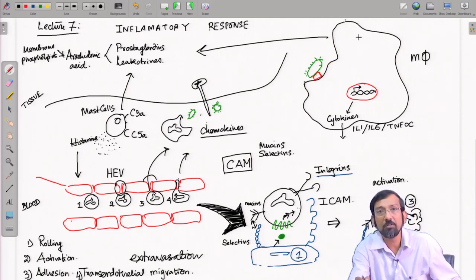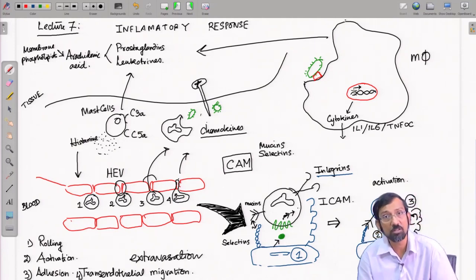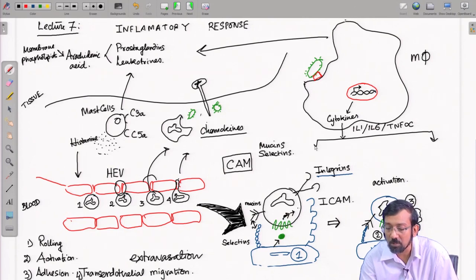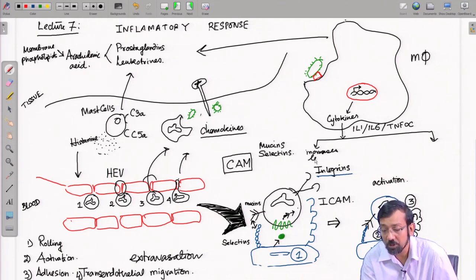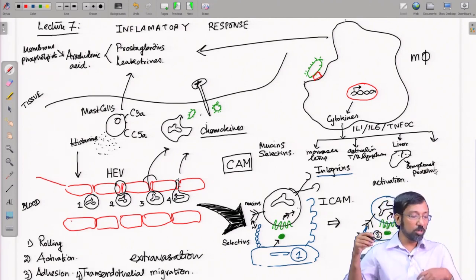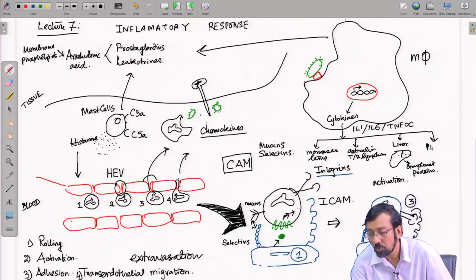Now, if you look at this activated macrophage on this side, as we described in our last class, it secretes cytokines. And what do these cytokines do? These cytokines can lead to some global responses, like increasing the body temperature, leading to fever. They activate the T and the B lymphocytes, activate the liver to produce more proteins like the complement proteins, and also increase the production of neutrophils.